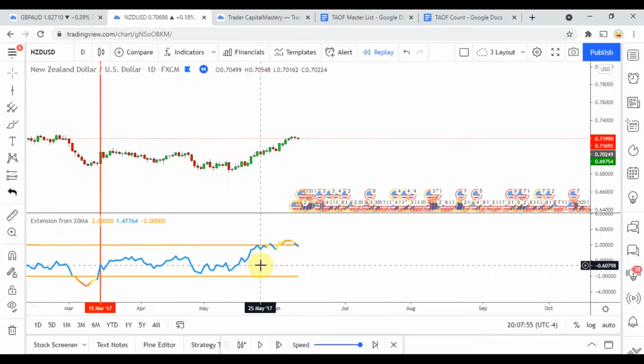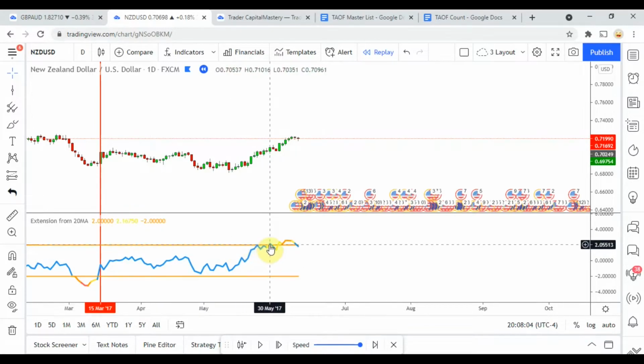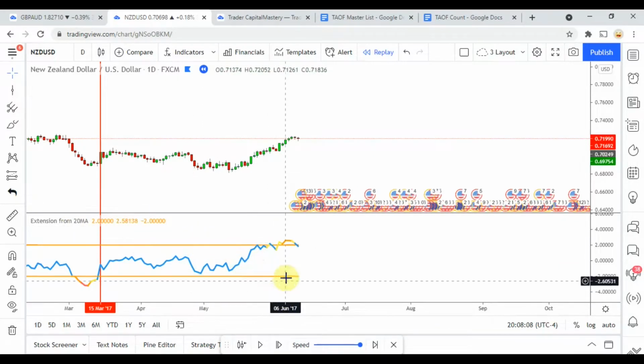Double check and see if we broke above on any of these. We did not. So I'm looking at these coordinates right here. The center coordinate is the actual moving average line, and then of course these two coordinates are our plot lines.